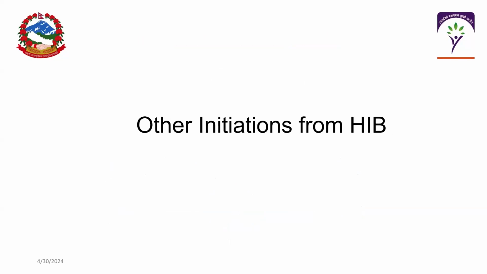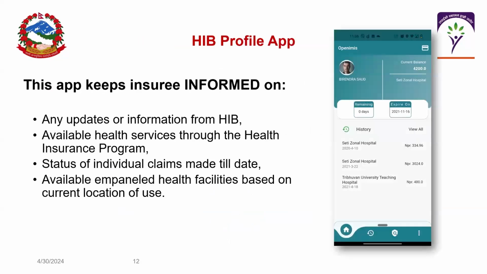The other initiative from HIB is the HIB profile app launched by the Health Insurance Board. Previously, OpenIMIS did not have any functionality where an insured person can see details about their insurance policy, claim, impaneled service providers, services covered by health insurance, and health insurance related notifications. HIB developed a mobile app with help from GIZ Nepal.